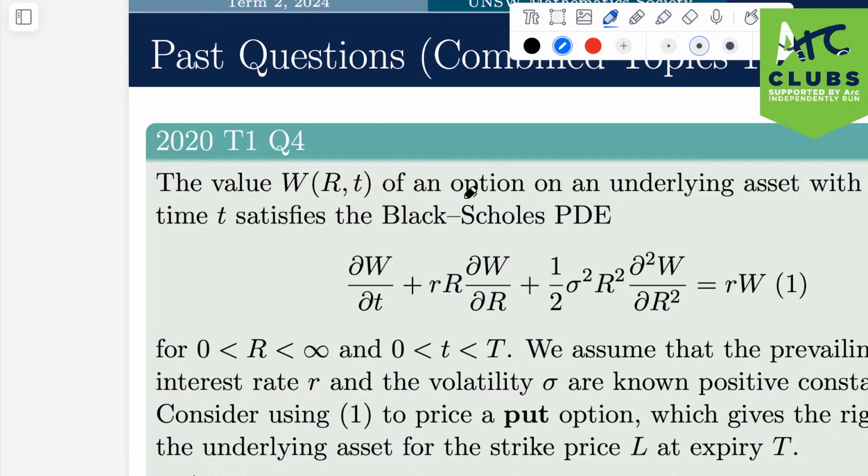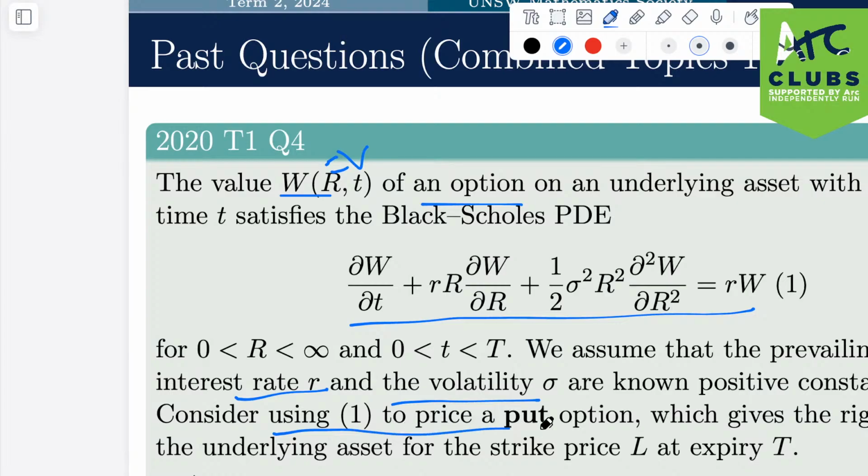So here we are going to look at the value W of an option. W here is just equal to V, sorry. For some reason, they use different notation, but W is the value of an option on an underlying asset with price R, so R is equivalent to S. So we still have V, S, and T, and we have the Black-Scholes equation. They just change V to W and S to R. Nothing crazy here. We already know the risk-free rate r and volatility sigma, so we assume they are known.